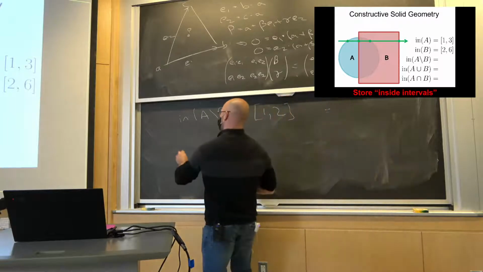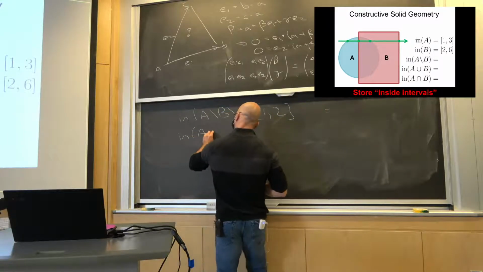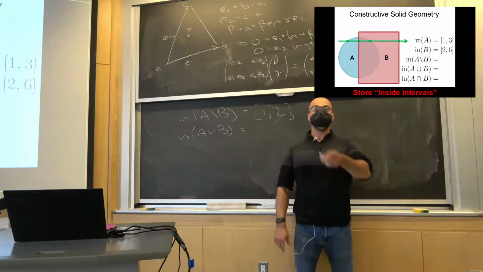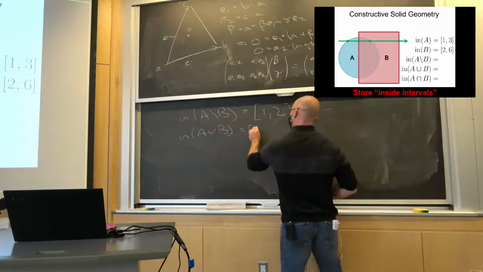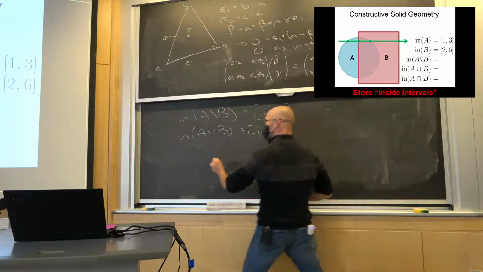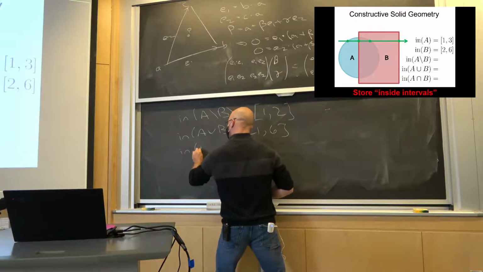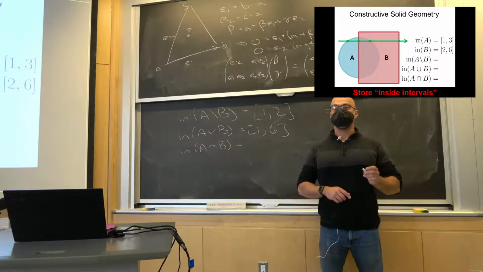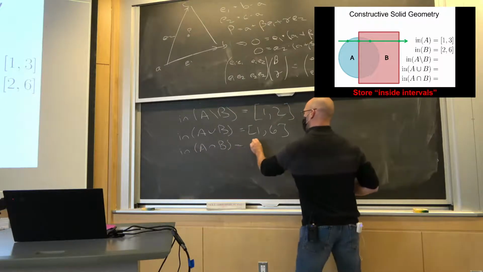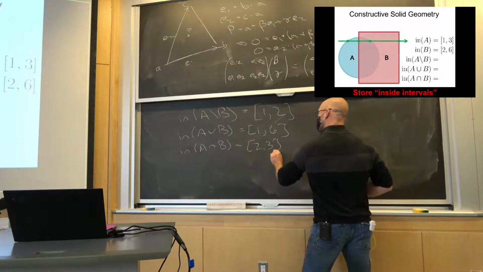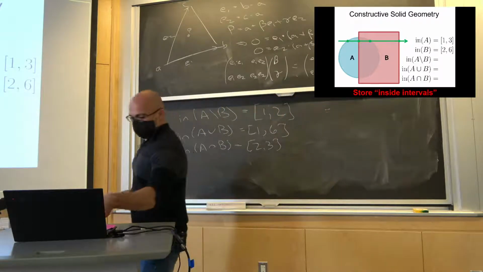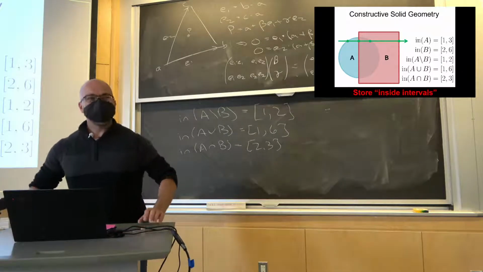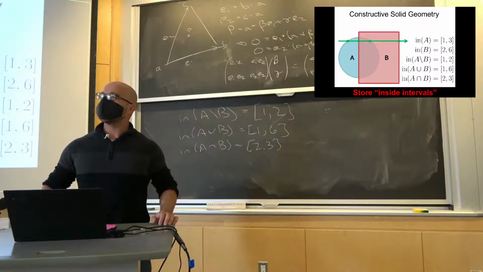Excellent. Let's do in of A union B. 1 to 6. All right, thanks, team. And finally, in of A intersection B. 2 to 3. And indeed, we got it right. Go team. So do you see how this is not such a hard extension of our ray tracer?